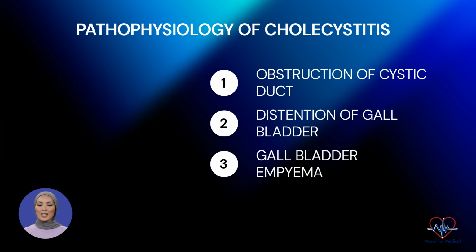Overall, the pathophysiology of cholecystitis involves the obstruction of the cystic duct, leading to gallbladder distension, ischemia, and subsequent inflammation. The presence of gallstones, impaired bile flow, and inflammatory mediators contribute to the progression of cholecystitis.